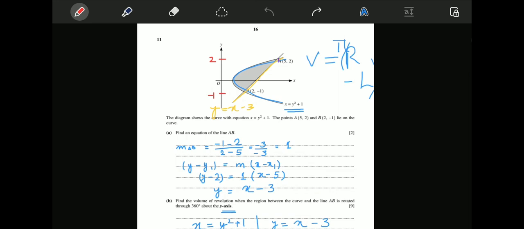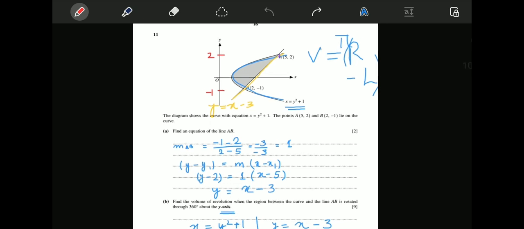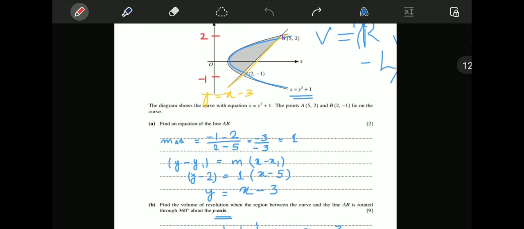This question says that the diagram shows the curve. This is your curve, and this is the equation for the curve, and the points A and B lie on the curve. This is your point A, this is your point B, and you have to find the equation of the line. We know for the equation of a line we just need two things, one point and one slope. So for the slope it is going to be y2 minus y1 over x2 minus x1.